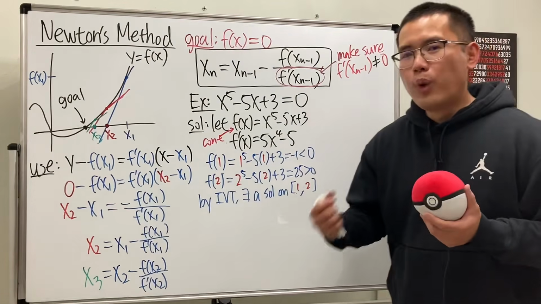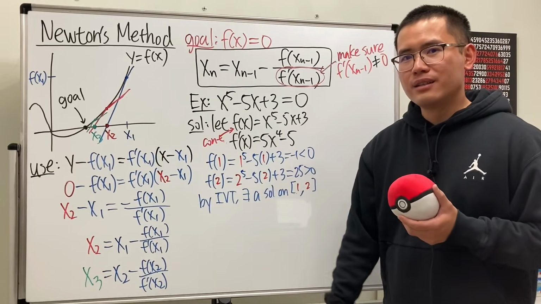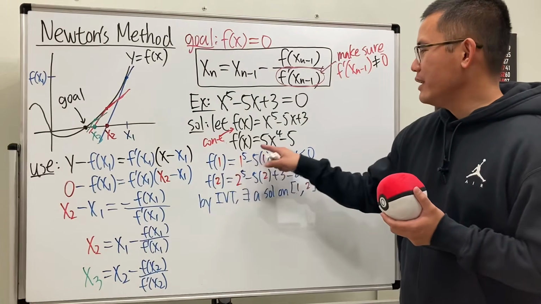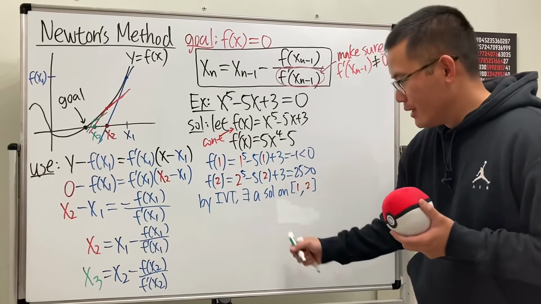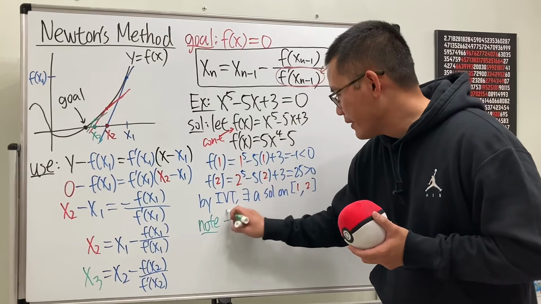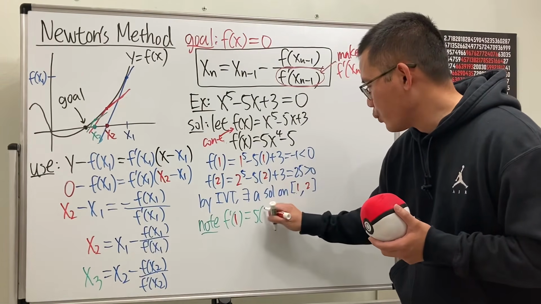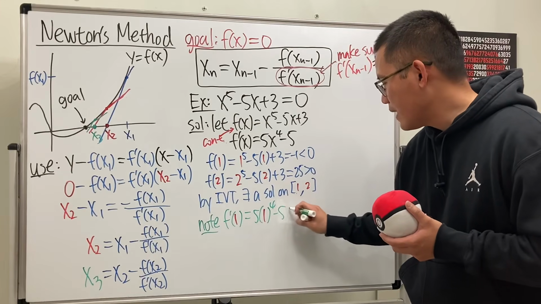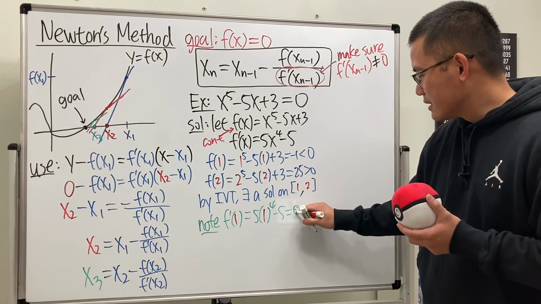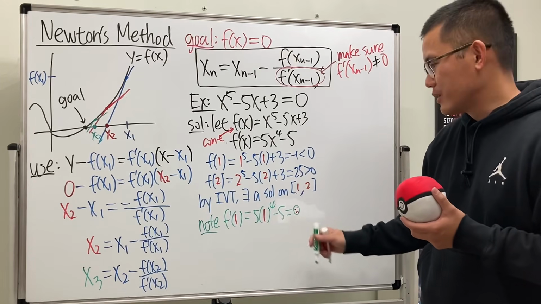Okay, so now what would be a good guess? 1? Everybody likes 1, huh? No, 1 is not a good guess. Why? Because if I put 1 into the derivative, f prime of 1, this right here is 5 times 1 to the 4th power minus 5, which is equal to 0. Guess what? This 0 is a sad face. We don't want that. So 1 is not a good guess.